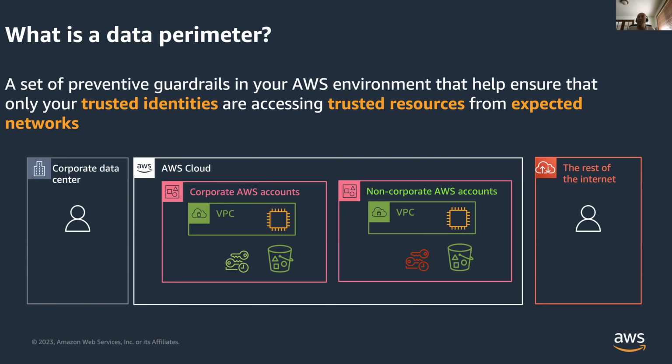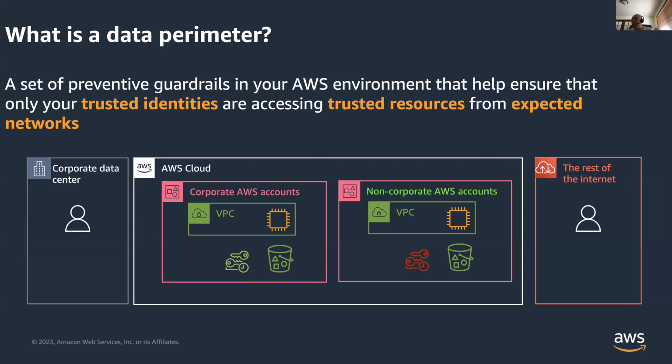So what is a data perimeter, or how do we at AWS define it? It's simply a set of controls, a set of guardrails, a set of policies within our AWS environment that ensure three components interacting together are secure. Our trusted identities are accessing trusted resources, and they are coming from expected networks. Note that we are not using the word trusted network because no network is trusted, as in the previous session.